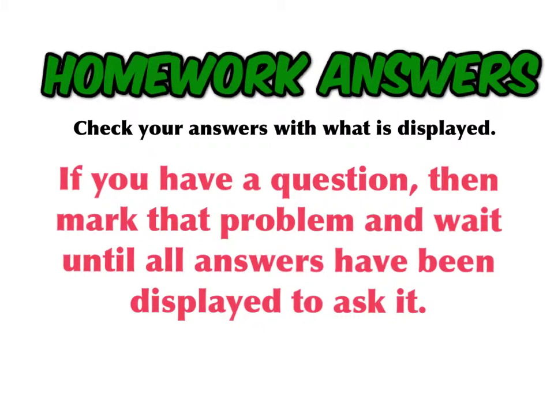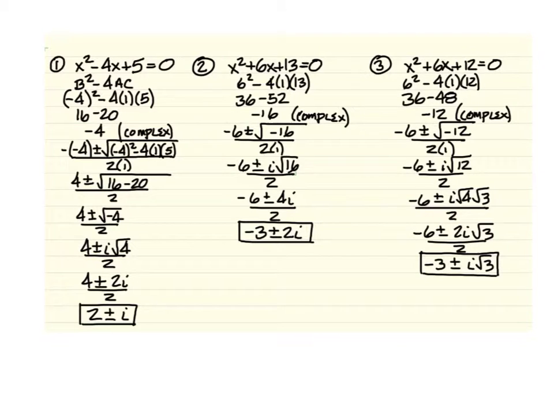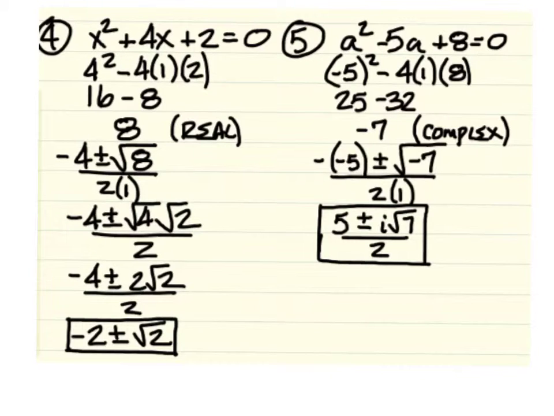All right, here come the answers, and I'll read them off as we go through here, and we can look at the work after that if you have some questions. Number 1 is 2 plus or minus i. 2 is negative 3 plus or minus 2i. 3 is negative 3 plus or minus i square root of 3. 4 is negative 2 plus or minus the square root of 2. 5 is 5 plus or minus i square root of 7 over 2.